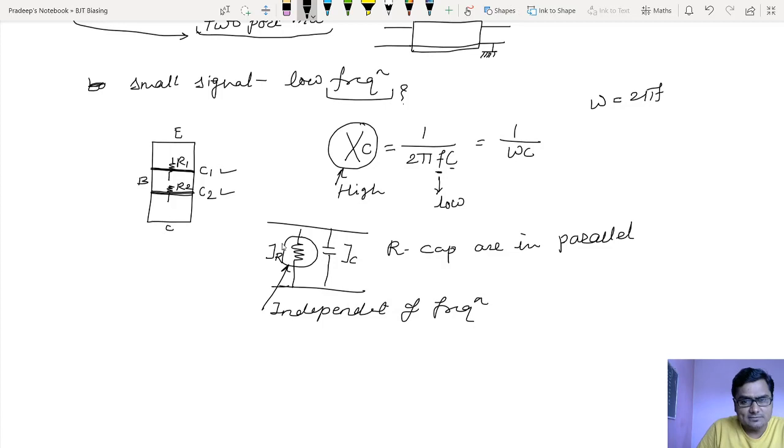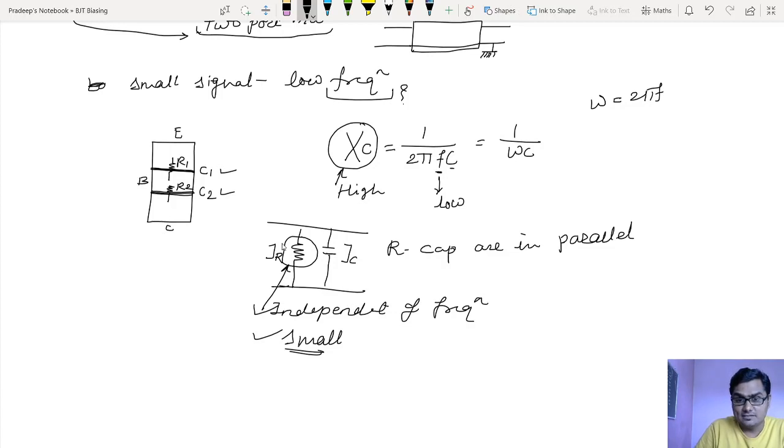Another important thing about this junction resistance is it is very small. Those are two properties of that junction resistance: it is very small and it is independent of frequency, no matter what the frequency is. Now, this small resistance is in parallel with a capacitance.